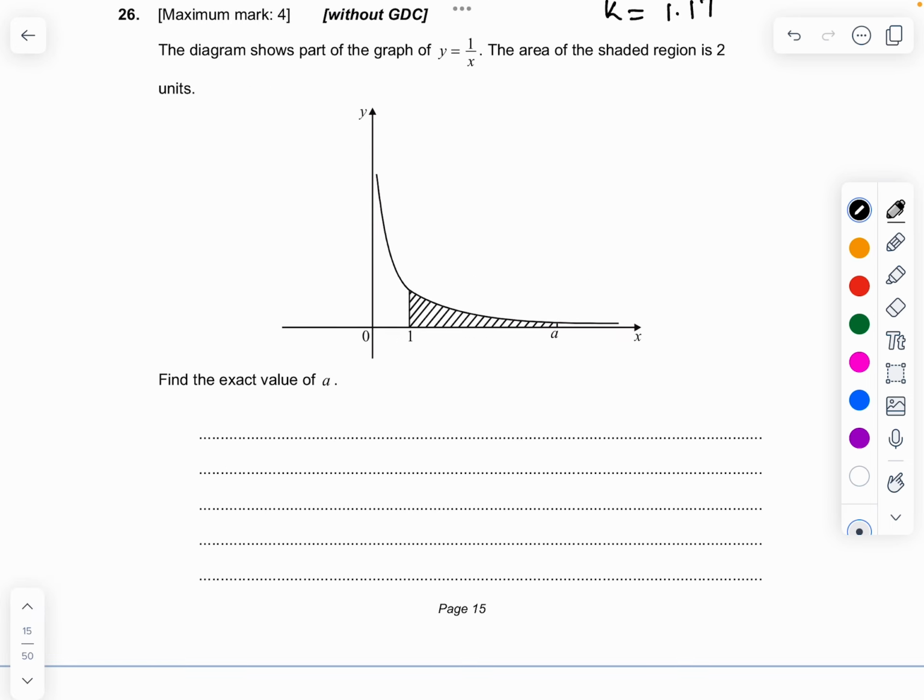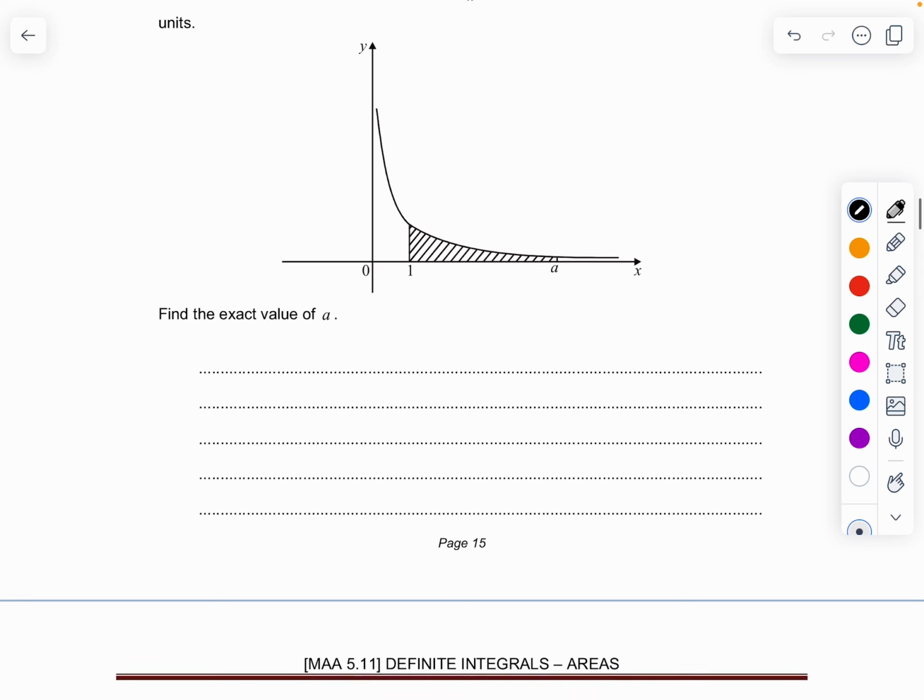The diagram shows part of the graph y equals 1 upon x. The area of the shaded region is 1 upon 2. Find the exact value of this one. So the integral from 1 to a of 1 upon x dx equals 2, which is ln x from 1 to a equals 2. So ln a minus ln 1 equals 2, so ln a equals 2, so a equals e squared.